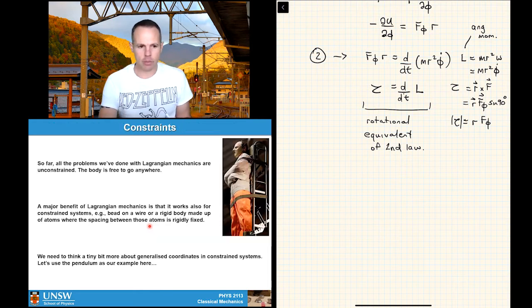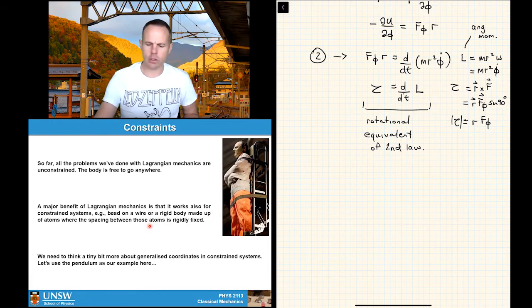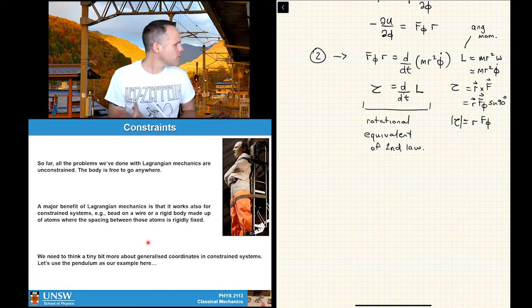And so that brings us pretty much directly to constraints. What's Hannibal Lecter got to do with this?